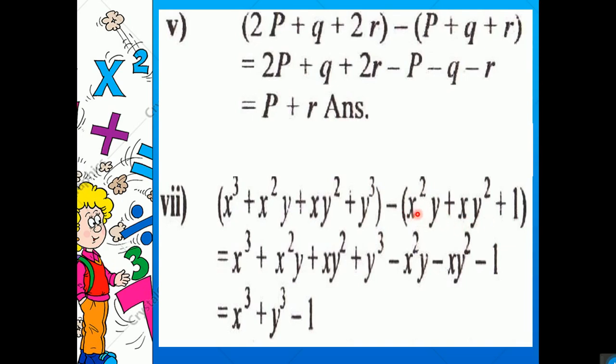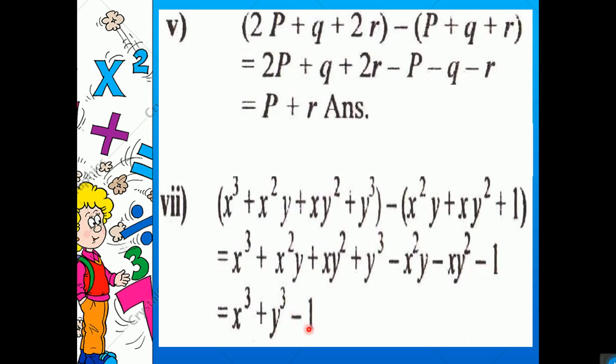So this plus x square y becomes minus x square y, and this plus xy square becomes minus xy square, and this plus 1 becomes minus 1. Now adding the like terms. X cube, there is no other x cube term, so write as it is. And then plus y cube is only one time, so write as it is. And then minus 1 is also one time, there is no other digit, so write this minus 1 as it is.